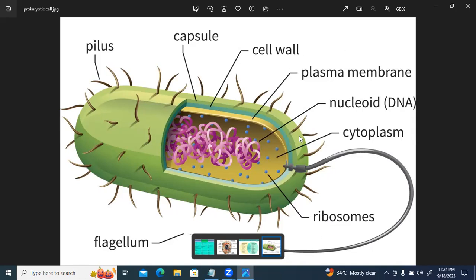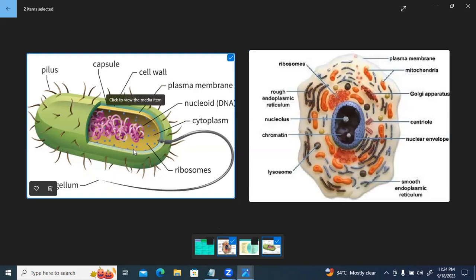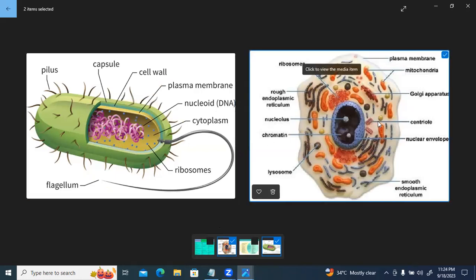So this is the basic structure of a prokaryotic cell, and the prokaryotic cell is found in lower organisms like the bacterium. Then we have the evolved cell. Now, what is the evolved cell? The evolved cell is the eukaryotic cell. So here you can see a eukaryotic cell. We can see that there is only a marginal difference between the structure of a prokaryotic and a eukaryotic cell.